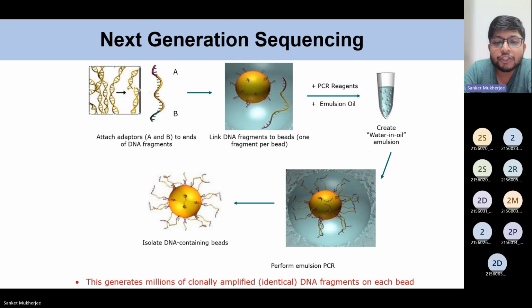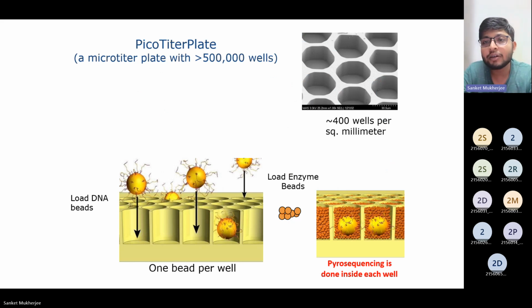So we will perform emulsion PCR, and each bead will be isolated. This isolation of each bead is possible because of that emulsion. Otherwise, if it is in water, it's very difficult to do that. Then we place it in picotiter plates, and the idea is each bead will only fit into one of the wells, and then we will perform pyrosequencing. So enzyme will be there. Enzyme means the polymerase enzyme, and then there will be pyrosequencing.